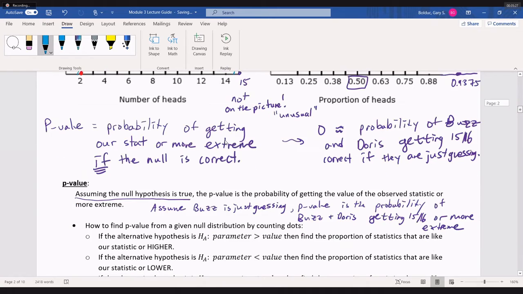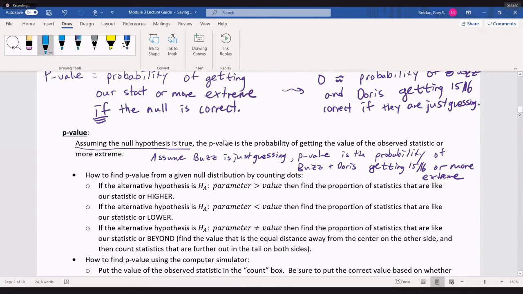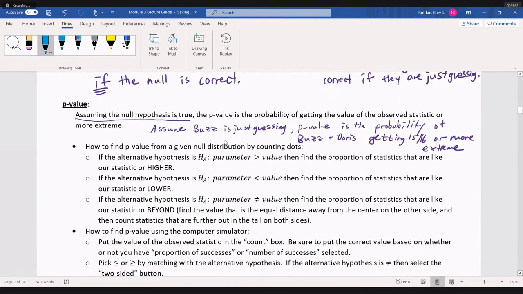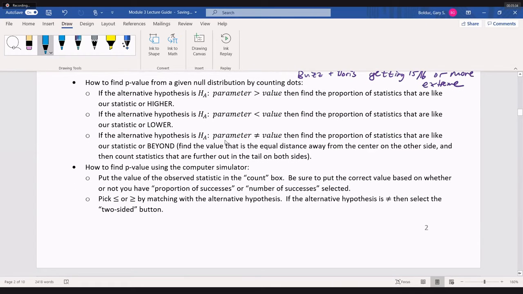Okay, so those are your three options. Bigger than, less than, not equal to. And that's how we count them, okay? So how do we do it using the simulator?